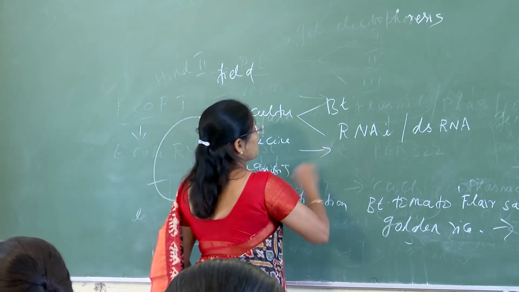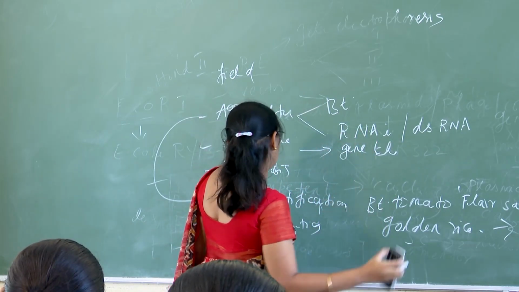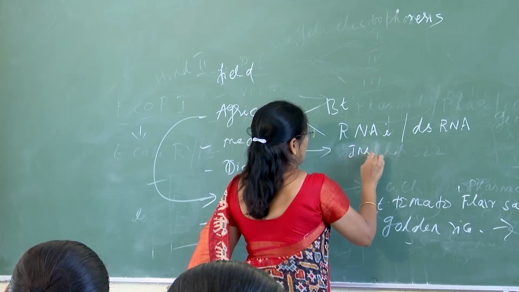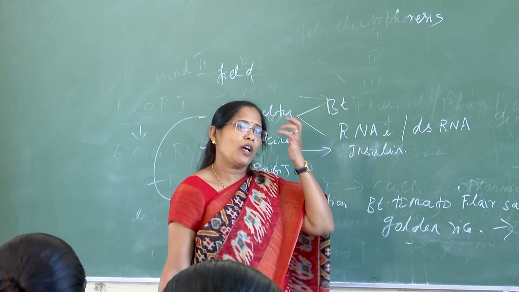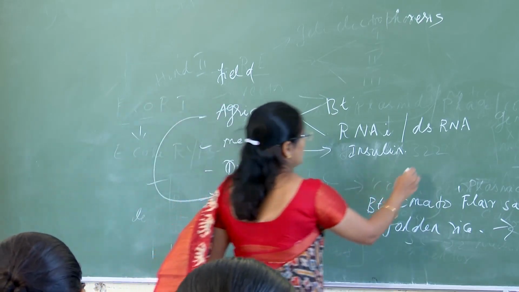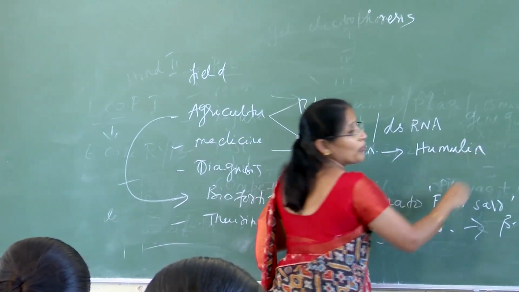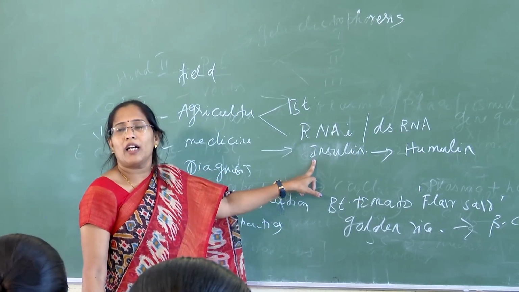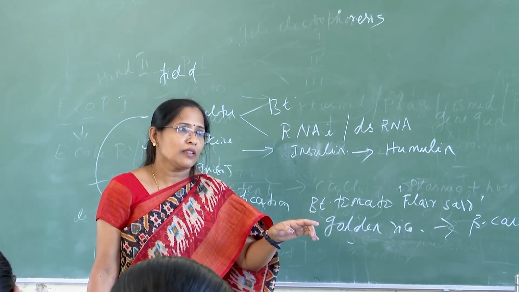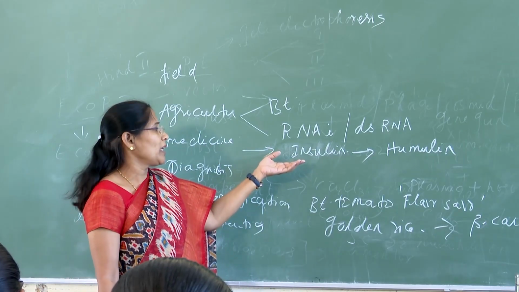Then in medicinal field, what have we studied? Gene therapy. Okay, gene therapy I will write in therapeutics. In medicinal field, again insulin. Got it now? So the insulin which is produced by recombinant method, what is it called? Humulin. It is called humulin. Earlier they were preparing it from the pancreas of pigs and cattle. Got it? It has a lot of side effects. So they have shifted to recombinant DNA technology.